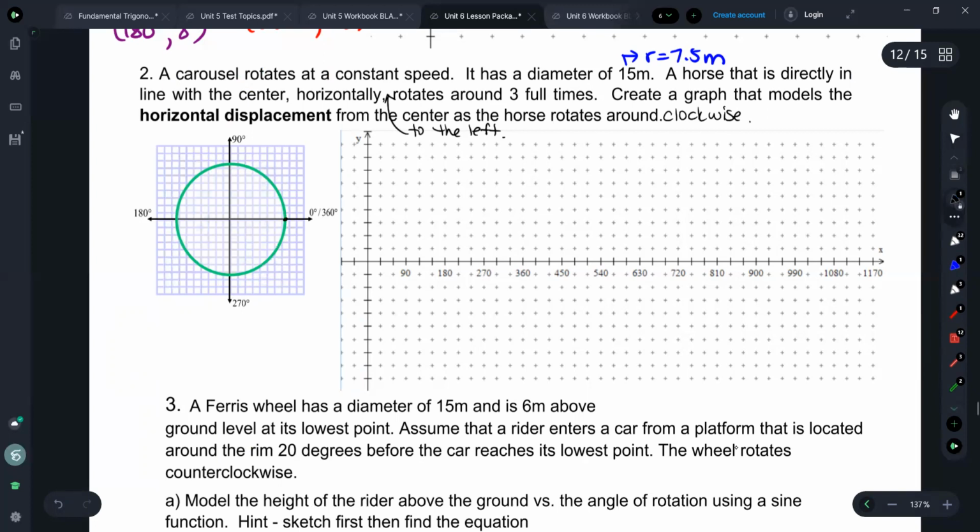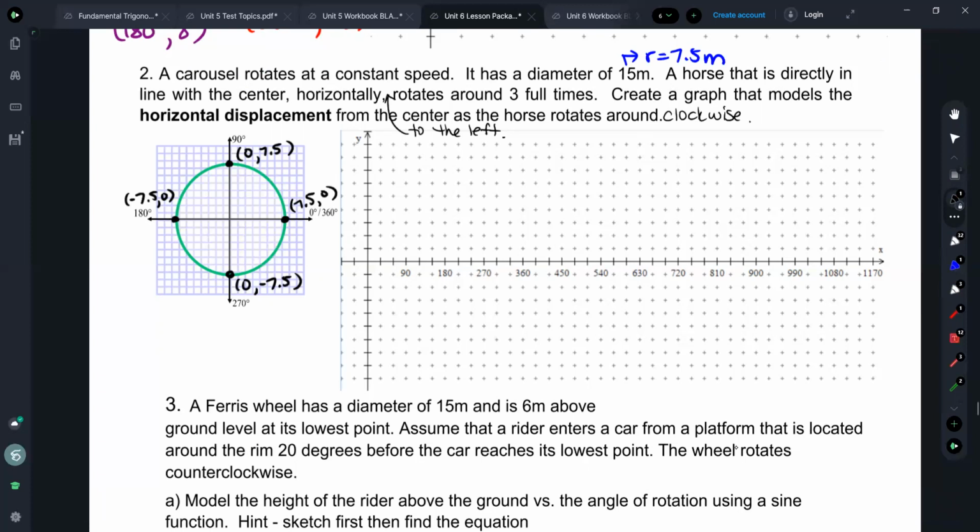And then we can figure out what each of these points are on each of the axes. Other way around, 7.5. This one's 0, 7.5. This one will be -7.5, 0, and 0, -7.5.